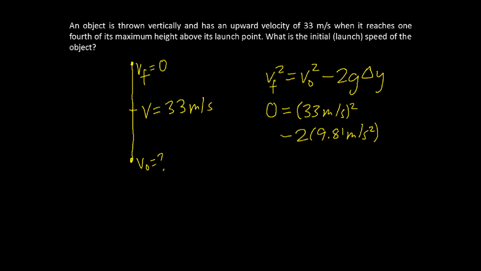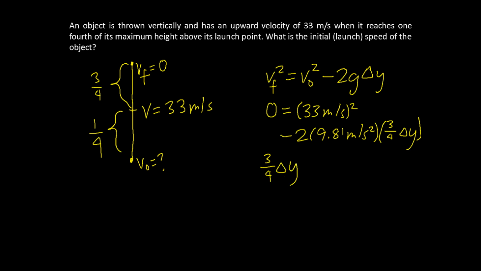Our delta y in this case, since this is 1/4, and then this is 3/4, what we should put here is 3/4 delta y. So computing the rest, we will get 3/4 delta y equals 55.5 meters per second.